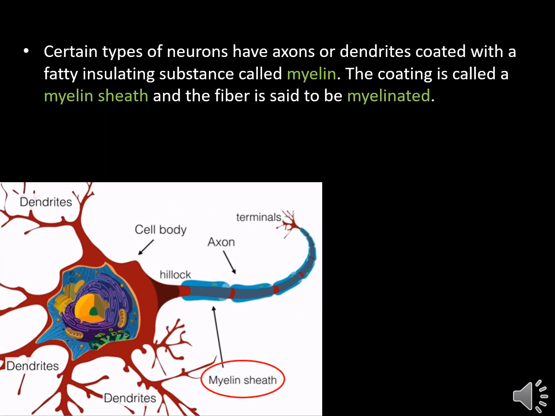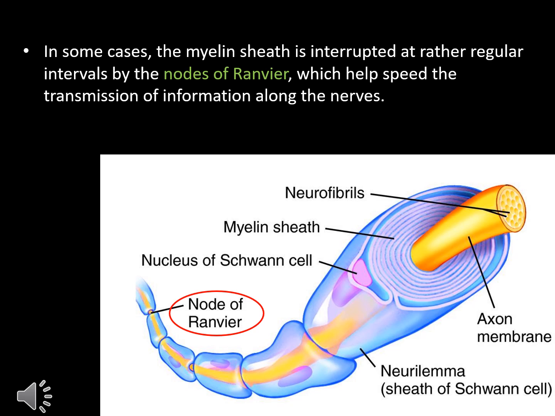Certain types of neurons have axons or dendrites coated with a fatty insulating substance called myelin. The coating is called myelin sheath and the fiber is said to be myelinated. In some cases, the myelin sheath is interrupted at regular intervals by the nodes of Ranvier, which improves the speed of transmission along the nerves.